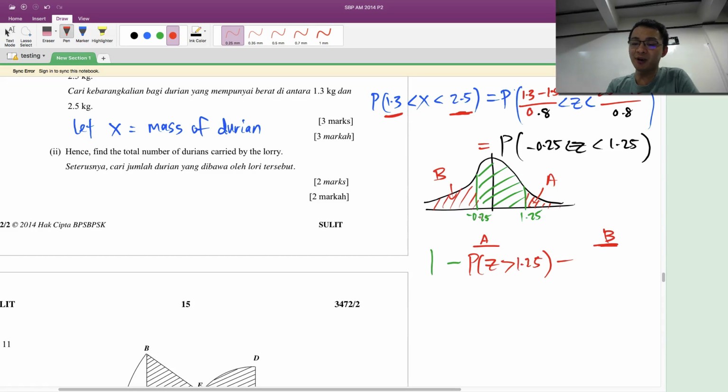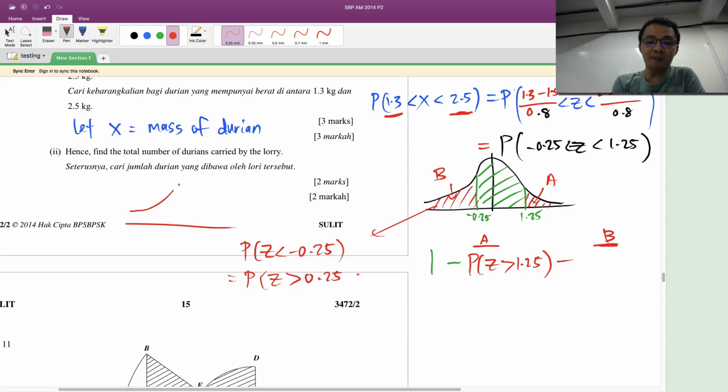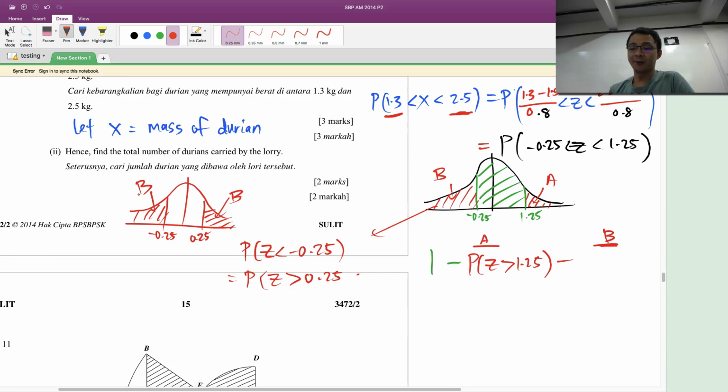Okay, part B, because this is negative, right? Part B is the probability that z is less than negative 0.25. If you watched my video before, you know that when negative and less happen together, you can change it to bigger than 0.25. Because of what? Because if part B is over here, it will be totally symmetric. If this is negative 0.25, this area will be symmetric with positive 0.25, because both areas are the same. This bell-shaped diagram is totally symmetric. So therefore, I want to minus the probability that z is bigger than 0.25.